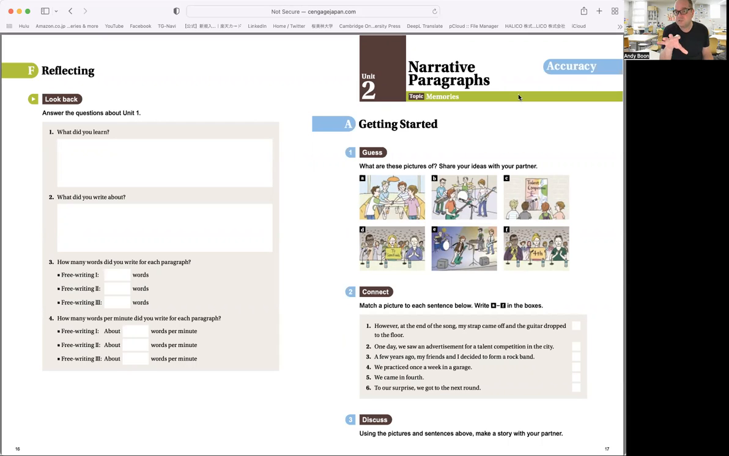So once students do the getting started activity, they're going to learn what a narrative paragraph is. They're going to read an example model paragraph about the talent competition story. And then there are focus questions to analyze the structure of the paragraph. For example, what is the topic? What is the main idea? What time phrases does the writer use in this narrative paragraph? There are comprehension questions. There are questions that focus on the concluding sentence as well.